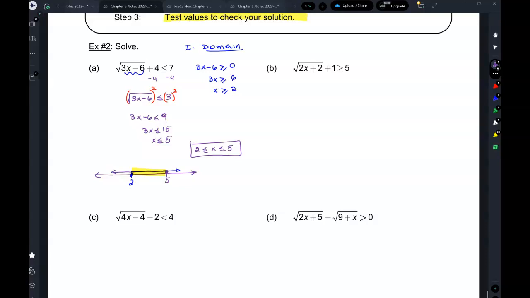The domain is greater than or equal to 2. So now the solution is the combination of the two. So here you got x is less than or equal to 5. Okay, but it can't be 0, it can't be 1, it can't be negative 3. There is an added restriction to it, right?